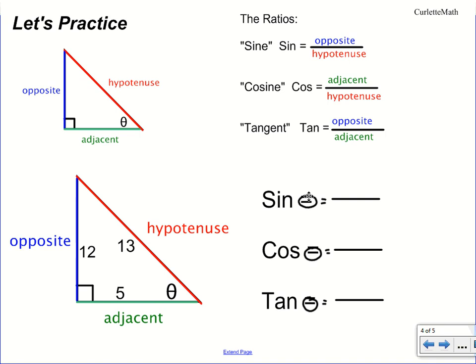Great job. Let's check and see what you did. Remember, sine, opposite, 12, hypotenuse, 13. Cosine, adjacent, 5, hypotenuse, 13. Our tangent, opposite, which is 12, and our adjacent, which is 5. Hopefully that is what you got for that answer.